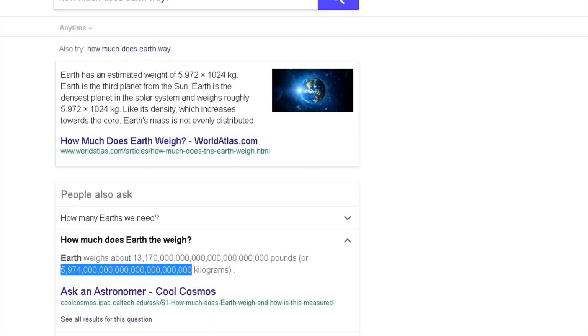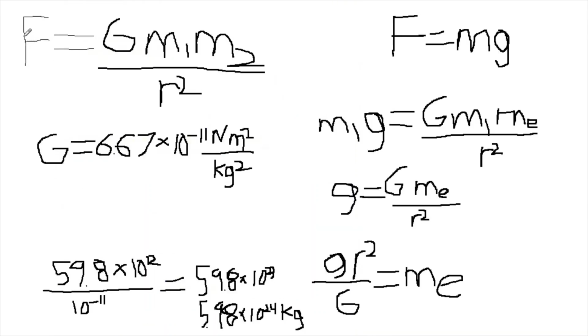We didn't need any very hard equations. Nothing too complicated or fancy. It's just two simple equations. And using only these two simple equations, we could pretty closely estimate the mass of the Earth.